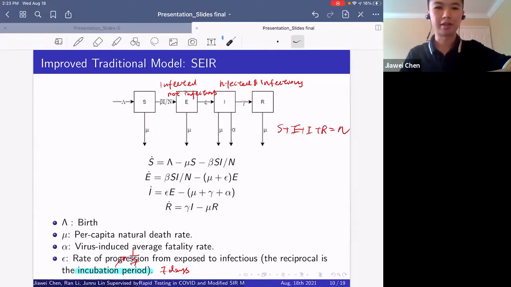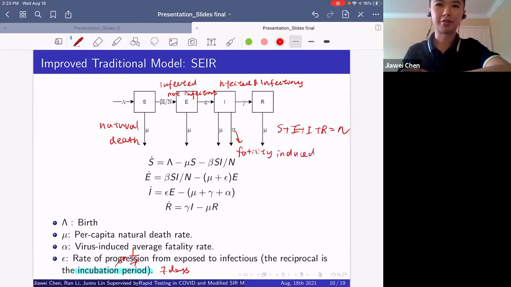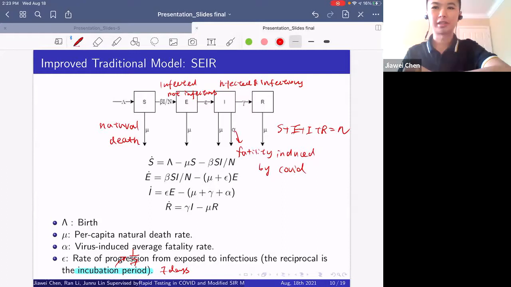and the per capita natural death rate, which is mu in this model. From each square, we can see that there is an arrow pointing out labeled mu, that means the per capita natural death rate. And from the I compartment, there's an additional alpha arrow pointing out, that means the virus-induced fatality. And here we're assuming the exposed individuals are not in the later stage of the disease, so they do not suffer from a significant chance of virus-induced fatality.